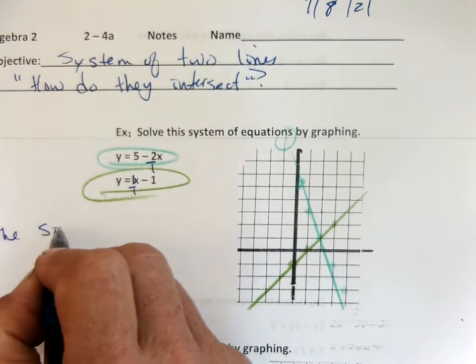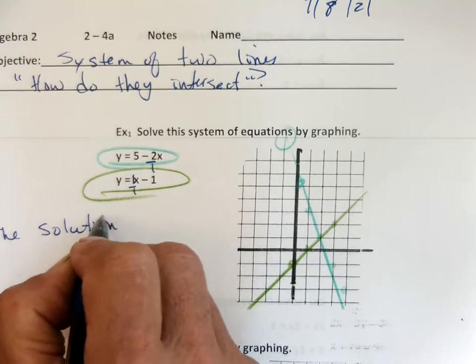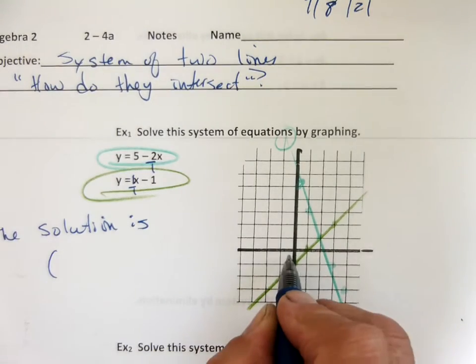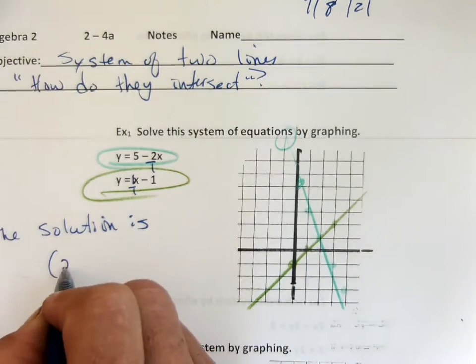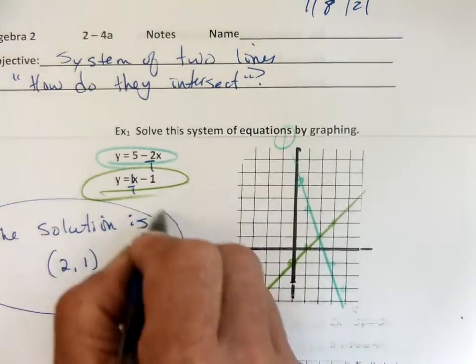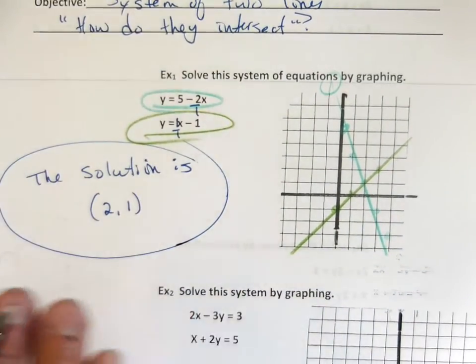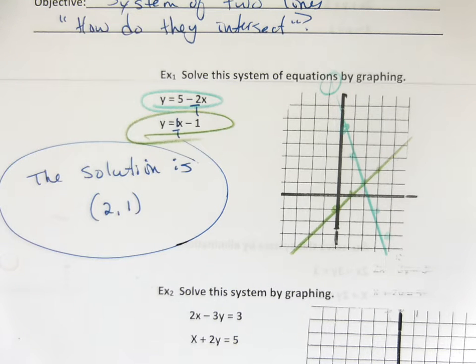The solution is (2, 1). Okay. Hopefully you've done this before, right? Thumbs up, you've done this before? Okay, good.